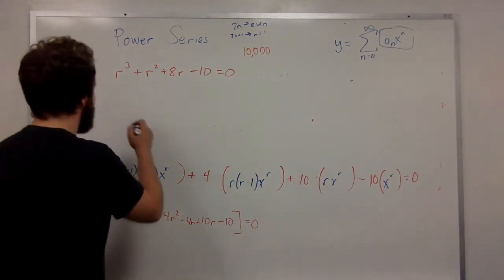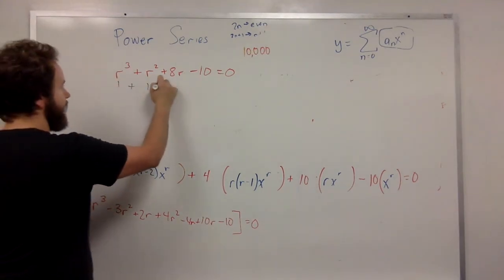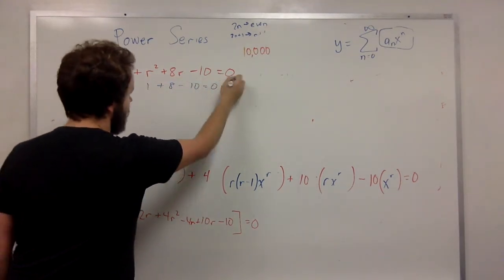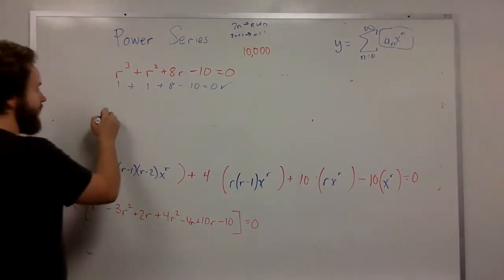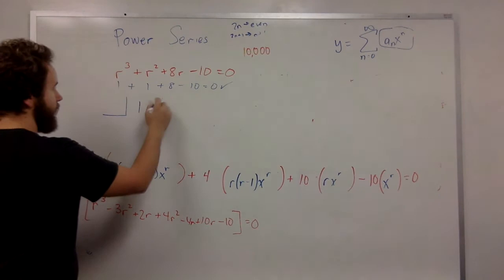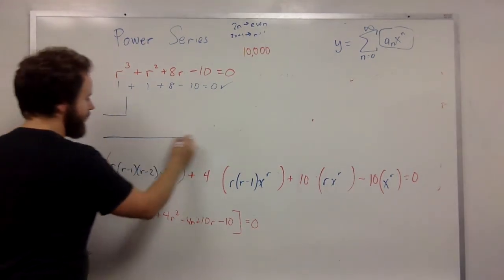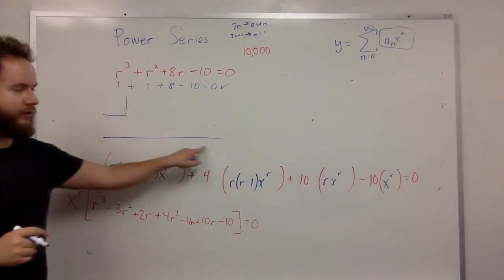Stuff like that. So we try 1, and sure enough, 1 plus 1 plus 8 minus 10 equals 0, so check. So we know that r equals 1 is the solution to this, and we're going to factor it out by using synthetic division. So here's what I'm going to do. You draw this little box here, this little line.